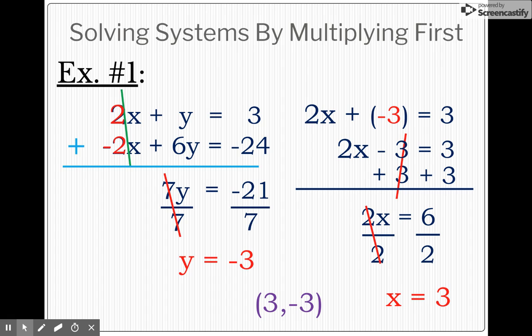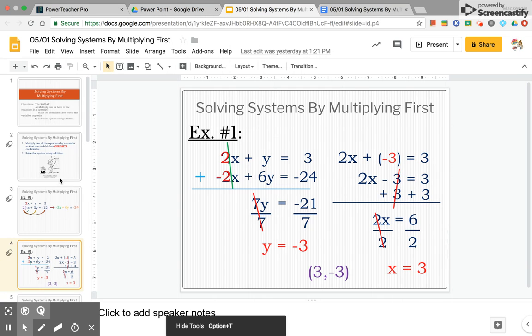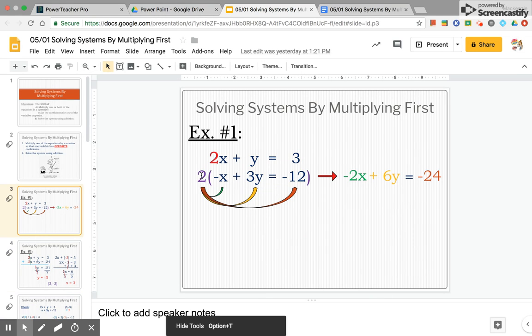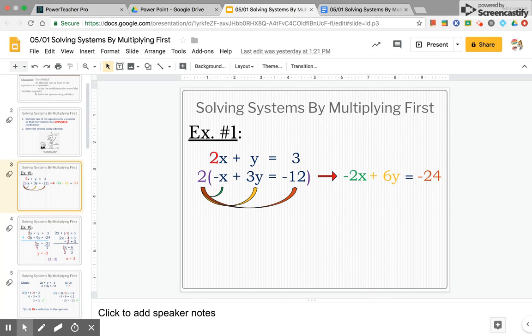So everything that we did on this slide is just like what we did with addition. The difference is going to be this first step where we have to multiply all of the things by 2. So that's going to be the difference. It's building on what we did the other day, but the rest of it should be the same.